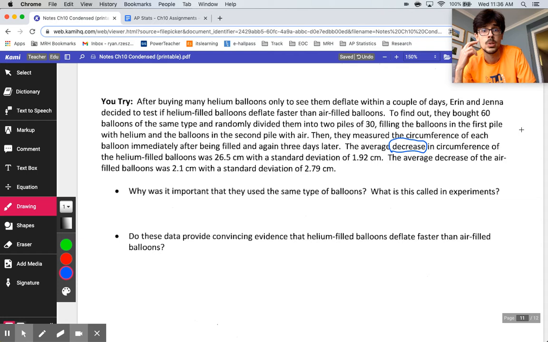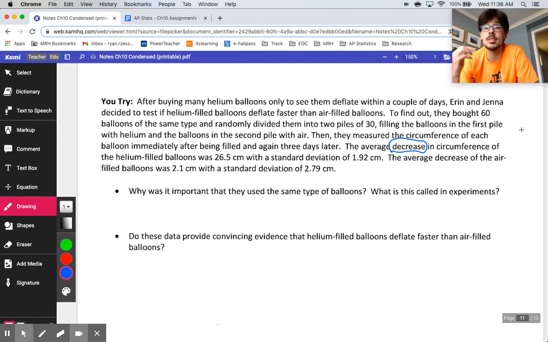My first question for you guys, though, is sort of a review question way back from chapter 4 at the very beginning of the year. Why was it important that they use the same type of balloon for everything and they didn't mix up the stretchy balloons with the foily balloons and all the different kinds? So why is that an issue? If you're thinking about that, come up with your own answer. Why couldn't they mix up the types of balloons?